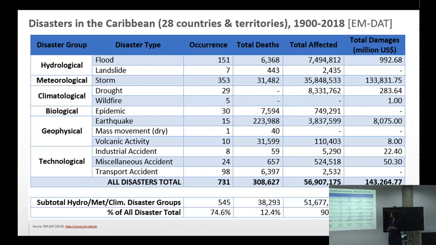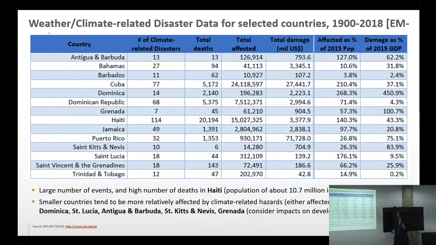And this is data from MDAT, so there are caveats. Sorry, can you see? There are caveats in terms of how you define and assimilate this data, but we find generally that hydro, meteorological, climatological disasters tend to be the brunt of the disasters that take place within the region. I think almost 90% of all people affected are affected by some type of disaster that's, quote-unquote, climate related.